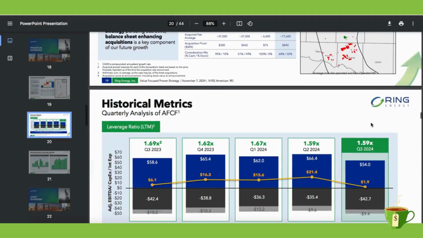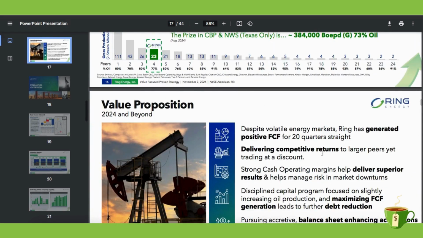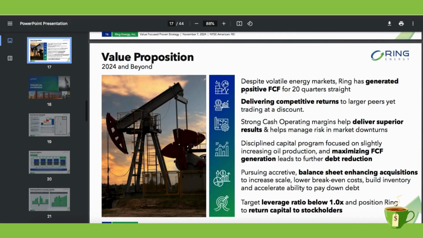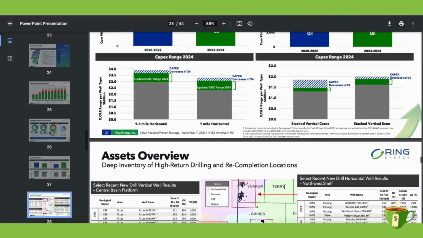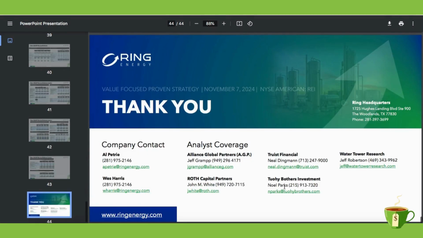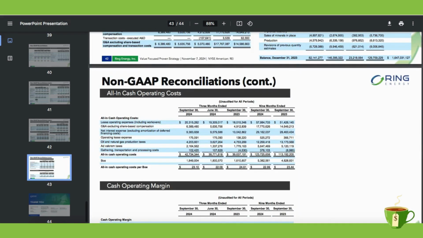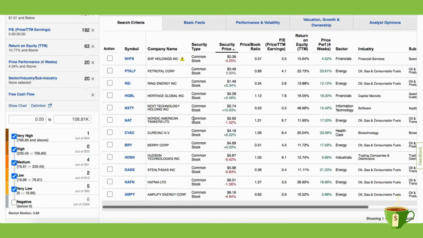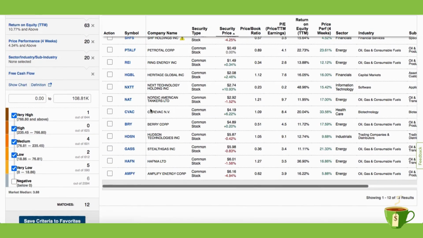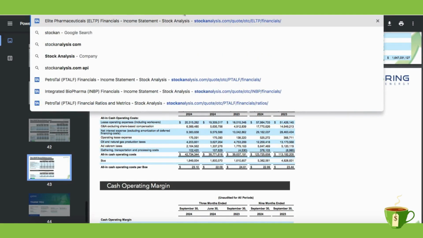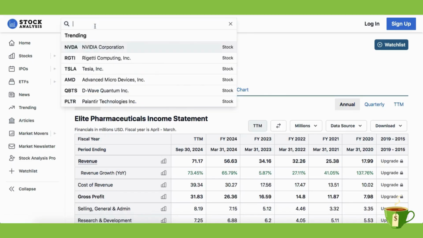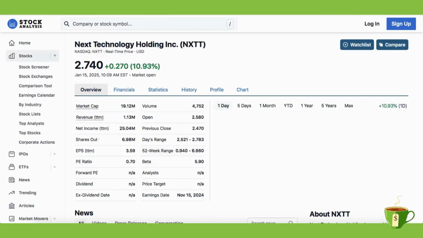All right, so we're gonna leave this here. But to me, this is one of the more solid value plays, which is why I ended up going into it. And finally, I want to look at Next Technology Holdings because I don't know anything about it. So let's go to stock analysis again and check it out, and then also go and look up this company.